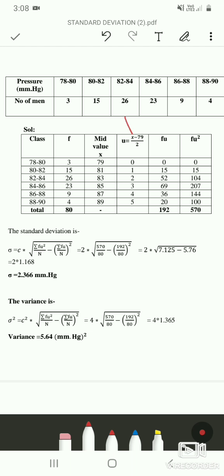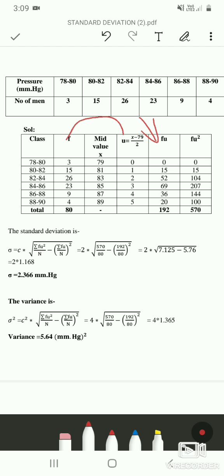Now substitute the x value, which is 79 minus 79, which is 0. For the next value, x is 81, so 81 minus 79 divided by 2 is 1. Similarly 83 minus 79 divided by 2 is 2. So you have obtained the values of u. The next step would be to obtain the column of f into u. So multiply these two columns.